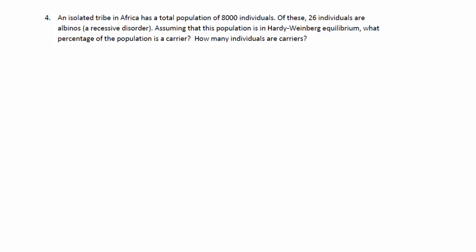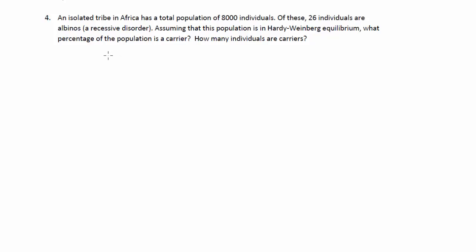An isolated tribe in Africa has a total population of 8,000 individuals. Of these, 26 individuals are albinos, so it's a recessive disorder. Assuming that this population is in Hardy-Weinberg equilibrium, what is the percentage of the population that is a carrier for albinism? Basically, how many individuals of the 8,000 are carriers? We want to know that as well.